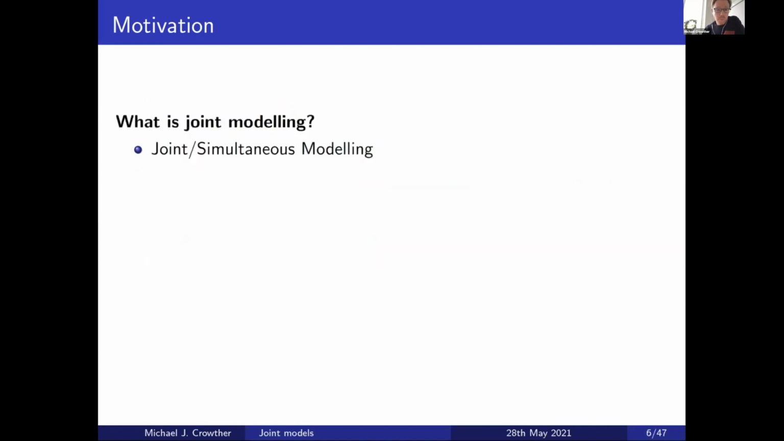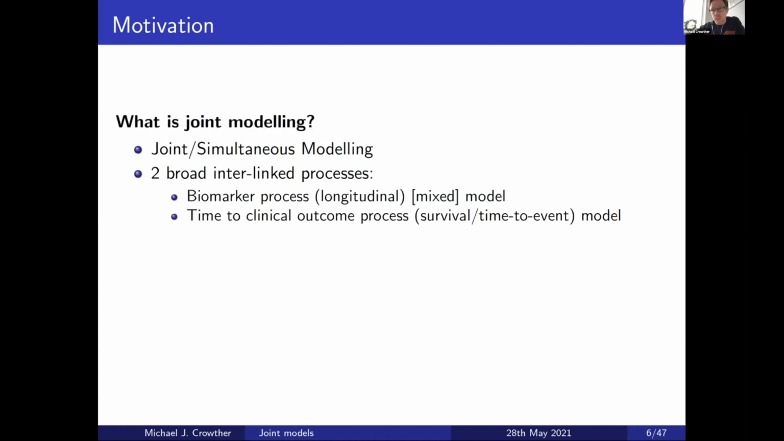Okay, so what is joint modeling? Joint modeling, lots of different names, joint simultaneous modeling. Essentially, we're looking at two broad interlinked processes. We have a biomarker process. I'm going to stick with a continuous outcome today, and we tend to approach that with a linear mixed effects model. Alongside that, we have the time to clinical event, such as survival, time to heart attack, etc.